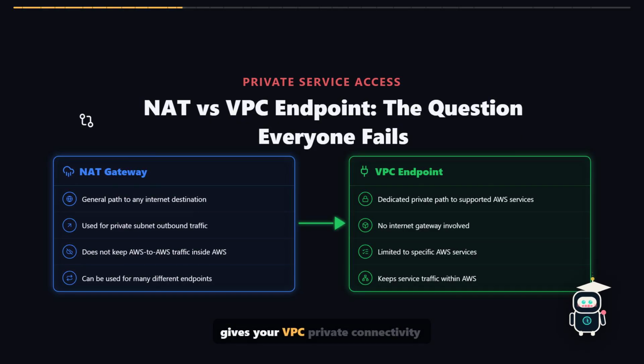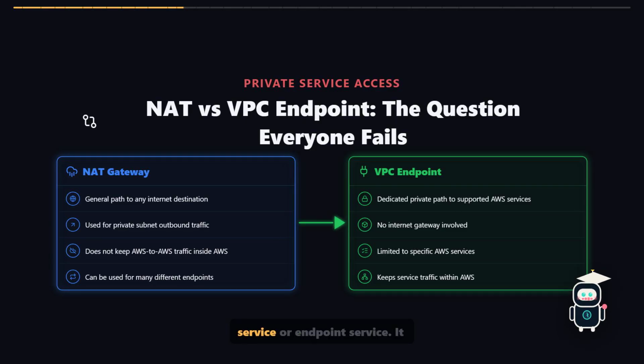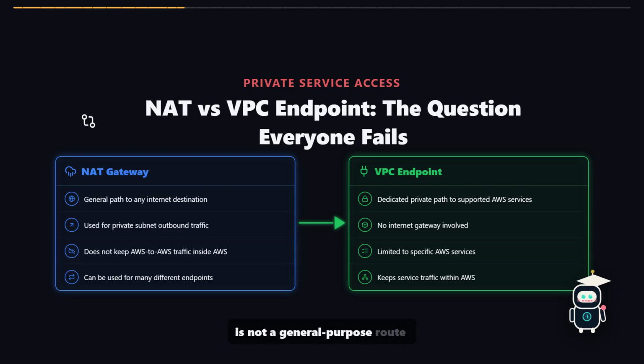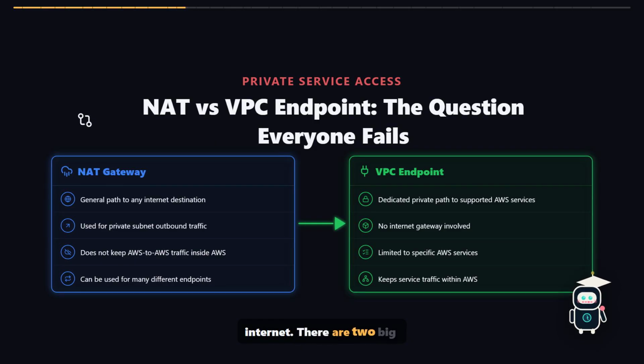It gives your VPC private connectivity to a specific supported AWS service or endpoint service. It is not a general-purpose route to every destination on the Internet. There are two big endpoint patterns to remember.